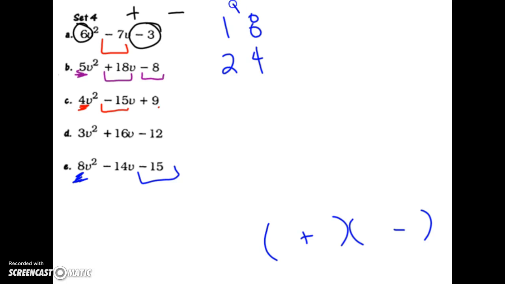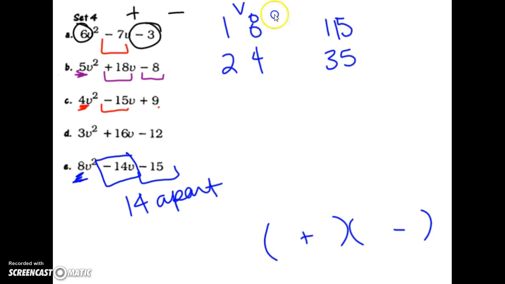So here are my, I guess we're V's. I've been saying X. I guess it's V's. Doesn't really matter. And then how do I make 15? 1 and 15, and 3 and 5. So now I've got to figure out, okay, how do I make negative 14 in the middle? Because this is negative and this is negative, they're going to be 14 apart.